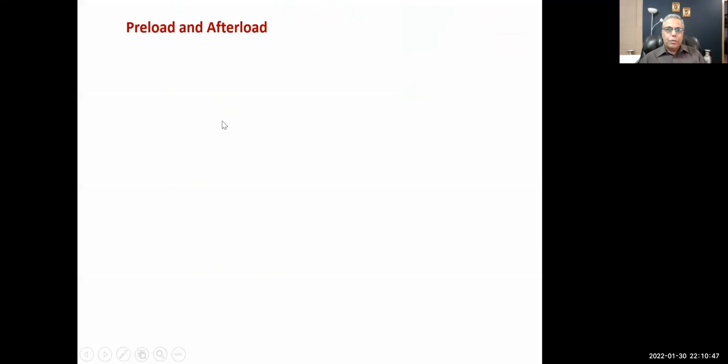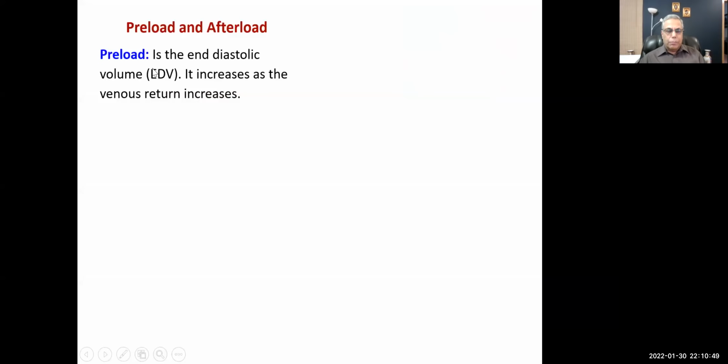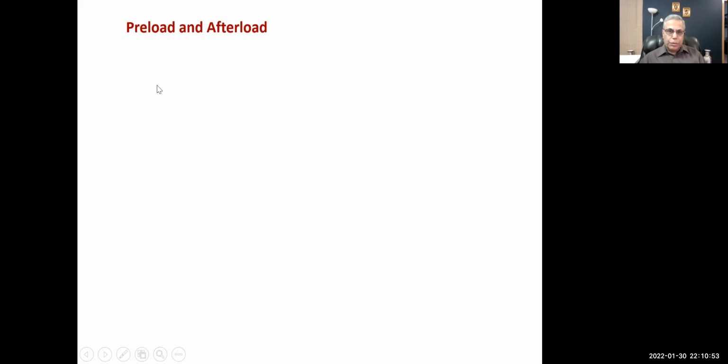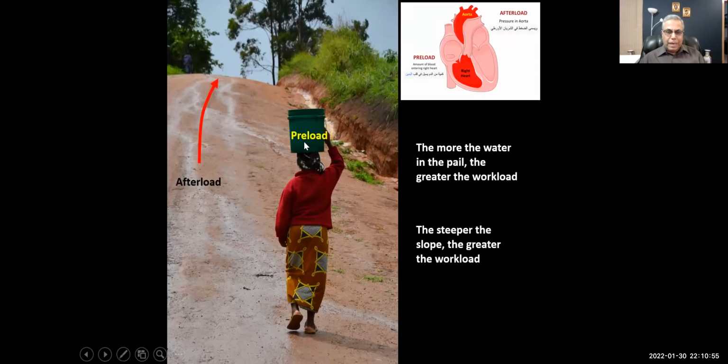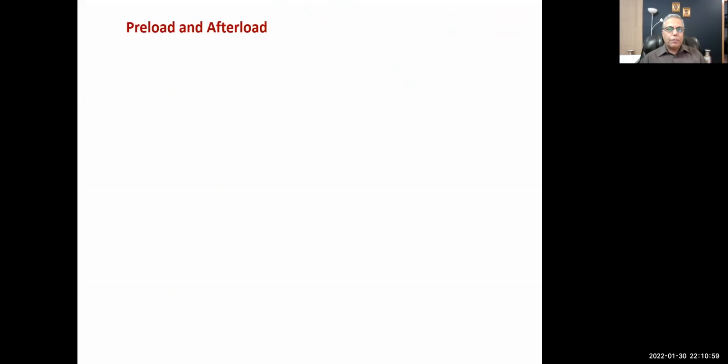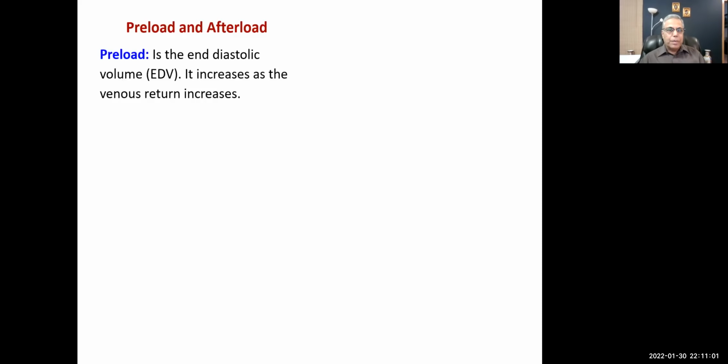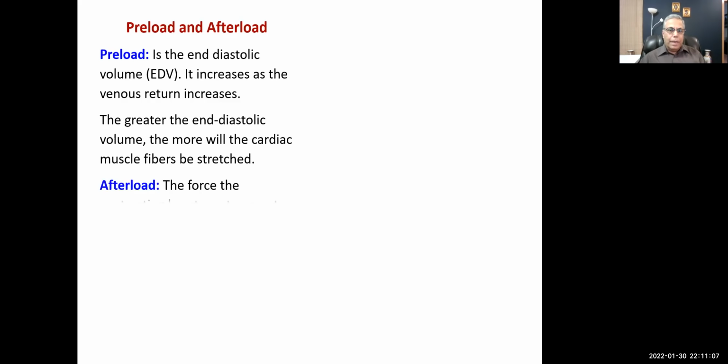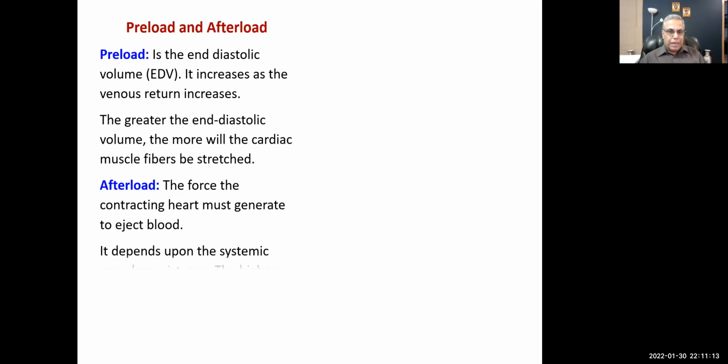So let me give you another example in the next slide. Preload is the end diastolic volume. You can call it the filling of the pail, or the filling of the heart. The greater the filling of the heart, the greater is the preload. You can call it venous return. You can call it end diastolic volume. And afterload is the force the contracting heart must generate to eject blood.